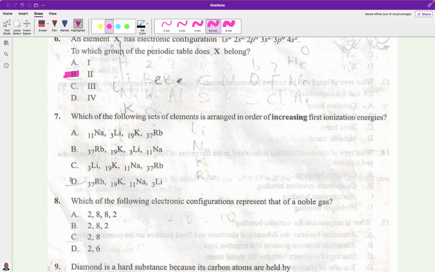As you go down the group, there is an increase in the number of shells. The distance from the outermost electron to the nucleus increases, so the force of attraction between the outermost electron and the nucleus decreases. Therefore, it is easier to remove an electron from those down the group than those up. So D is our answer. Number 7 is D.